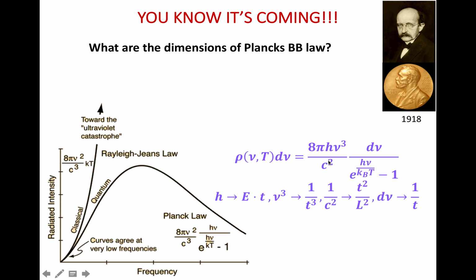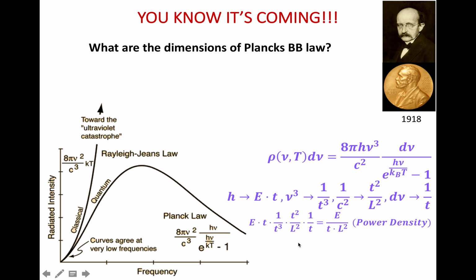Okay, so notice now that all of a sudden I fixed my c, and so let's do the dimensions again. So Planck's constant up top is energy times time, as we said before. Nu to the third is 1 over time cubed. 1 over c squared is time squared over length squared. And dv is 1 over t, right? And this whole thing in the denominator of the second piece has no dimensions. So we put this all together, right? E times t times 1 over t cubed times t squared over L squared times 1 over t. In the end, I get, again, E over time over L squared.